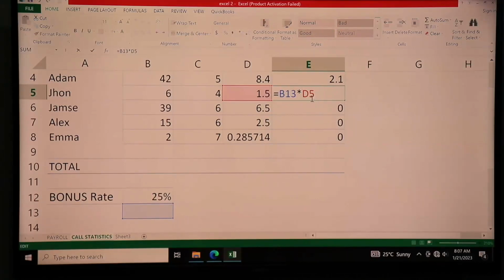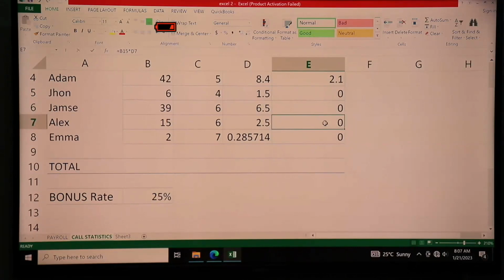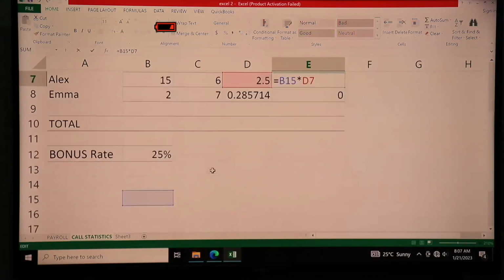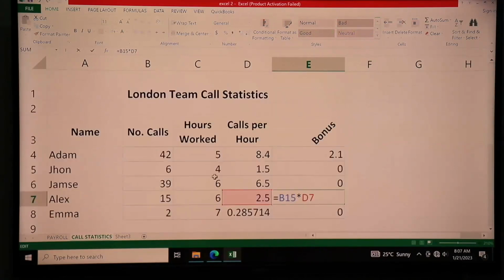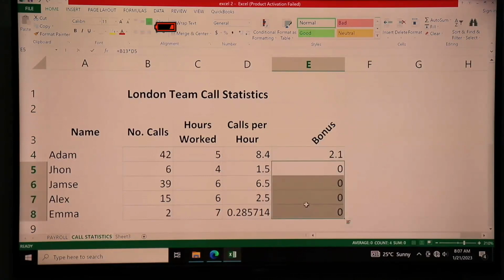So this means B13 had a value 0, and when you multiply 0 by any number, you get 0. The same case will happen here, and it will continue moving down as you copy down the formula. So how do you rectify this? Then you must use absolute reference in this case.